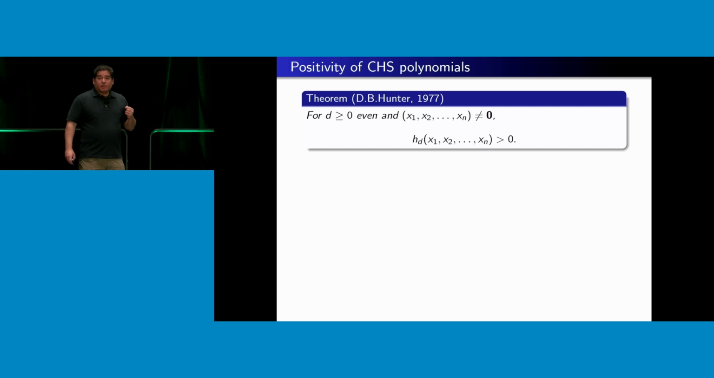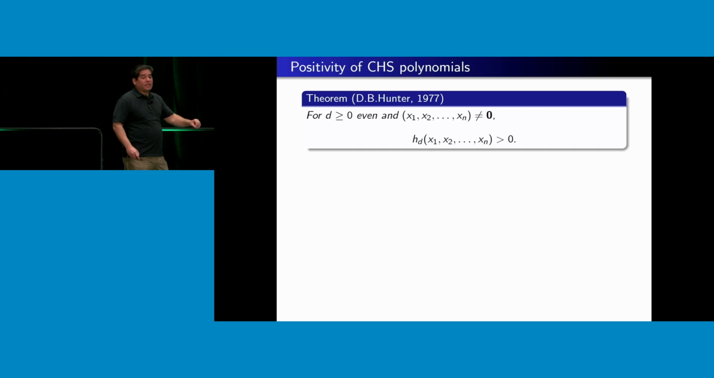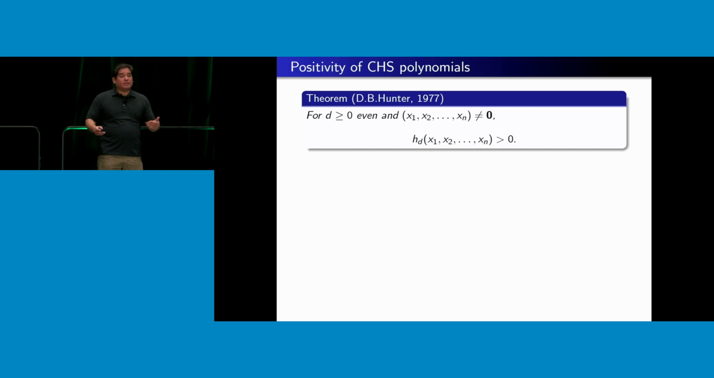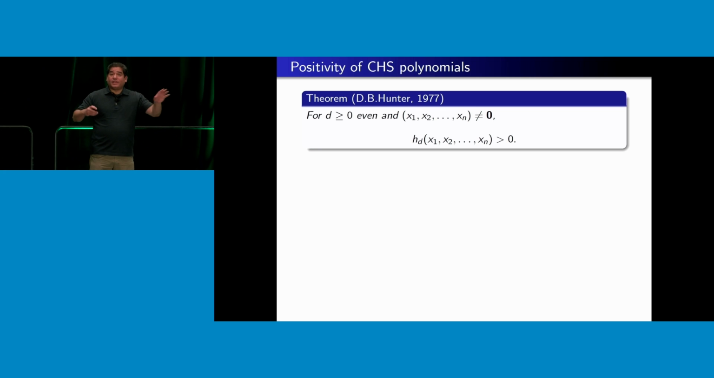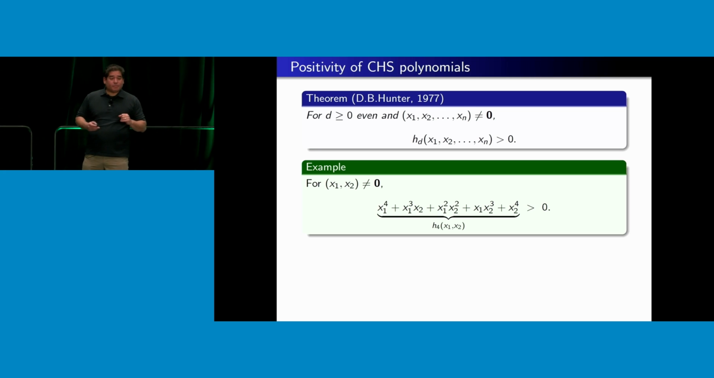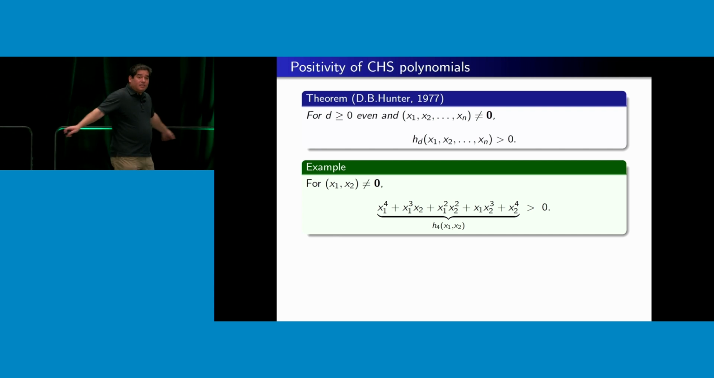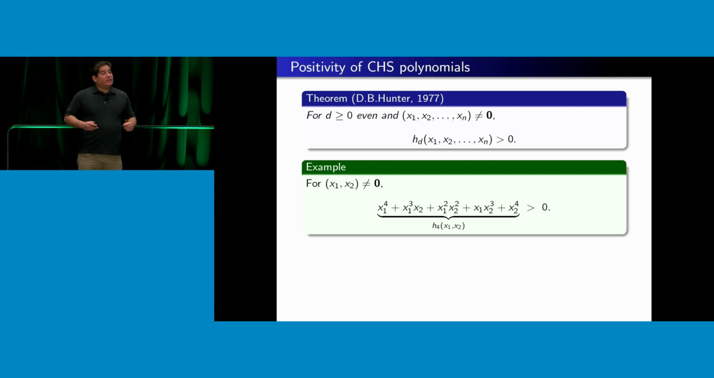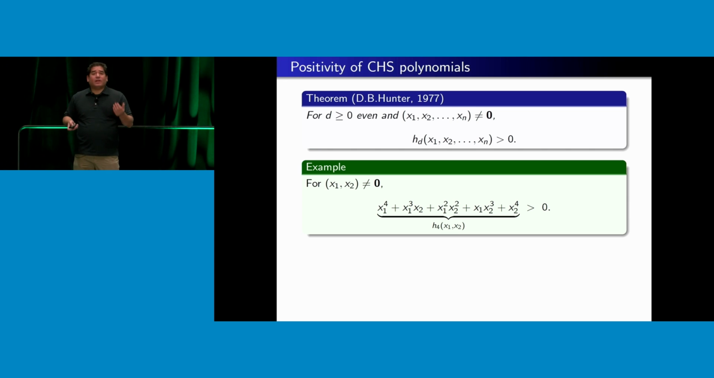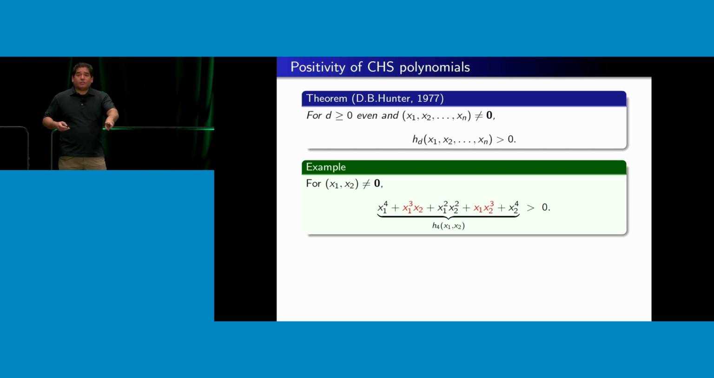Complete homogeneous symmetric polynomials, it turns out, in 1977 were shown to be positive functions, meaning if you plug a non-zero vector into a CHS polynomial, you get something positive if the degree is even. So for example, there's the CHS polynomial of degree 4 in 2 variables. That is positive everywhere away from the origin. And you might say, well, that's obvious, it's a sum of squares. No, it's not a sum of squares. Take a look at those red terms, those things can definitely be negative.